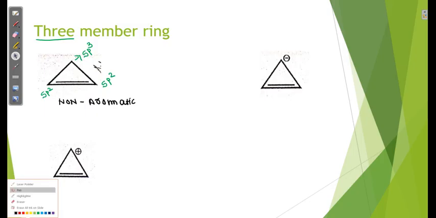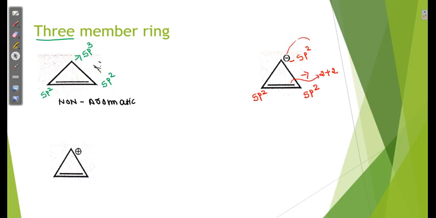Now let us see another example here on the side. To check it, we have to see these hybridizations. First, this is sp2 hybridization. Again this is sp2. Again this is sp2. All are sp2. Then we have to check what types of pi electrons there are. Here the pi electrons are 2 plus 2: 2 from this and another 2 from this. So the total is 4 electrons.